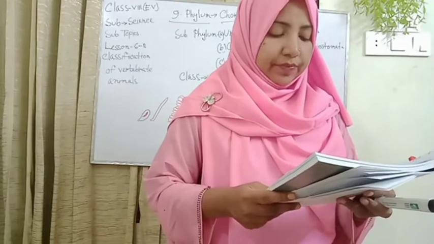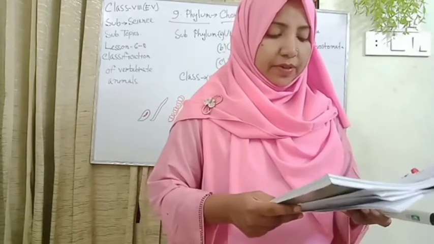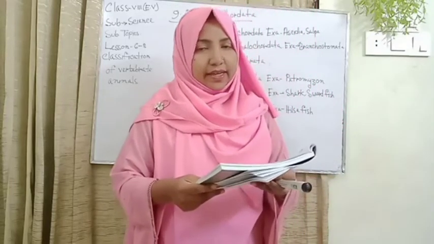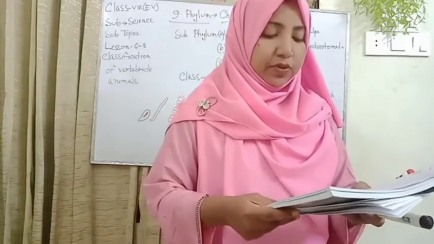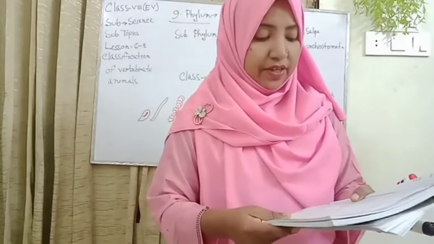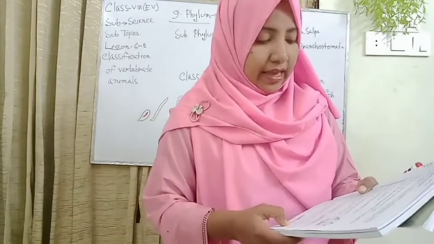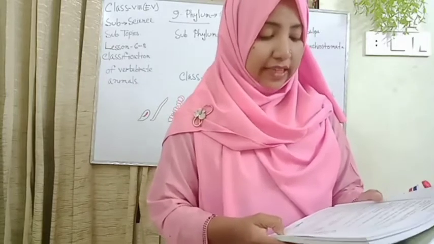In Urochordata, gill slits and the dorsal tubular nerve cord are present only in the early stage of the life cycle. Again I repeat, gill slits and the dorsal tubular nerve cord are present only in the early stage of the life cycle. Examples are Ascidia and Salpa.